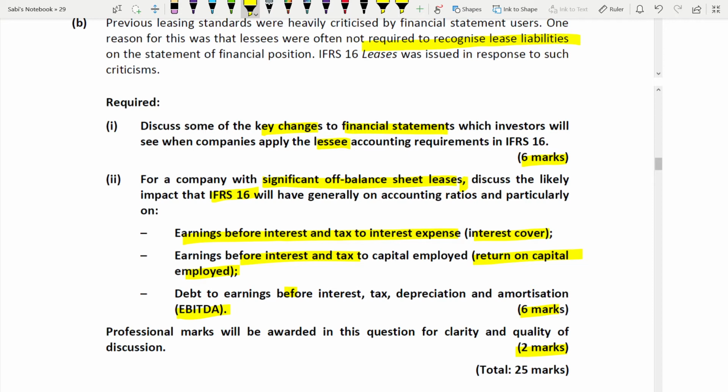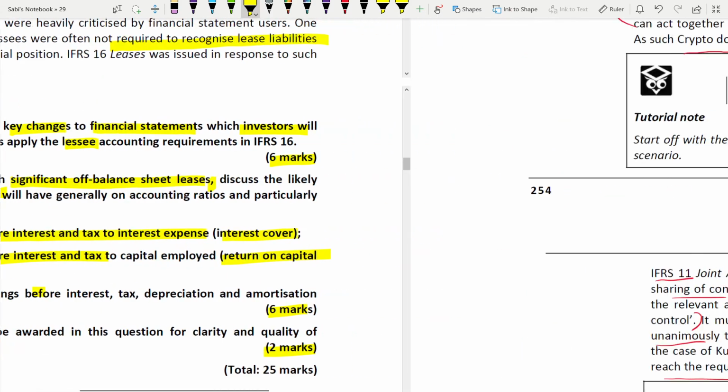Okay, so don't go and explain the impact of the ratios in your first part. Keep it for the second part. First part, only what are the key changes and what would be the impact on the investors, which investors will see. So first the key changes and then the impact on the investors also you have to see. Okay, let's start.